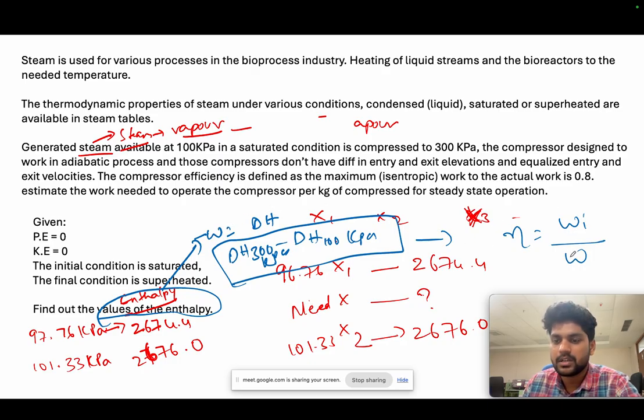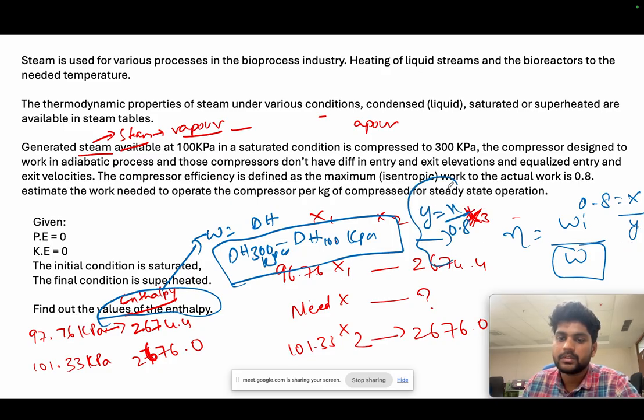So you will get the work done is this one, and the value they have given is 0.8. So you are calculating the isentropic work, so you know this value, and they are asking to find the y. So y equal to x divided by 0.8. So this is how you can use this formula. So any doubts in this one?